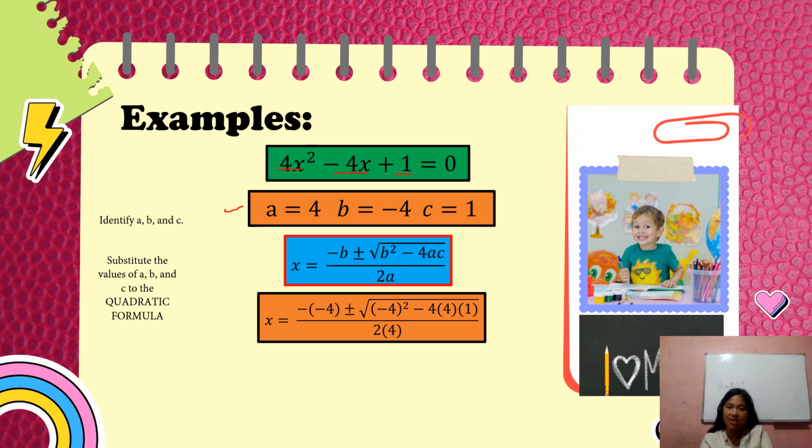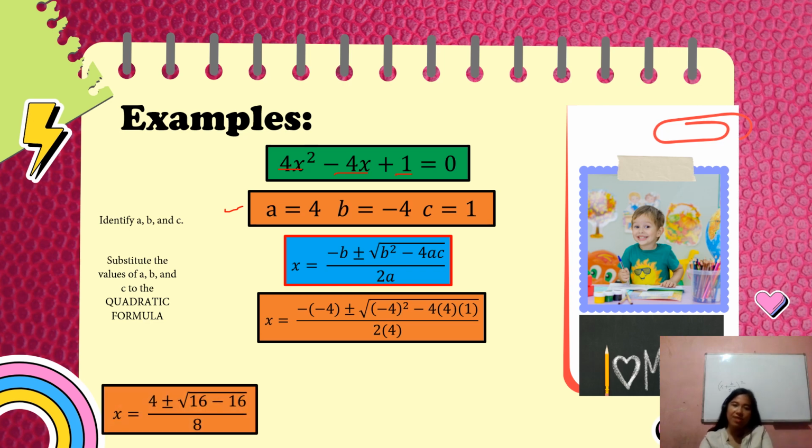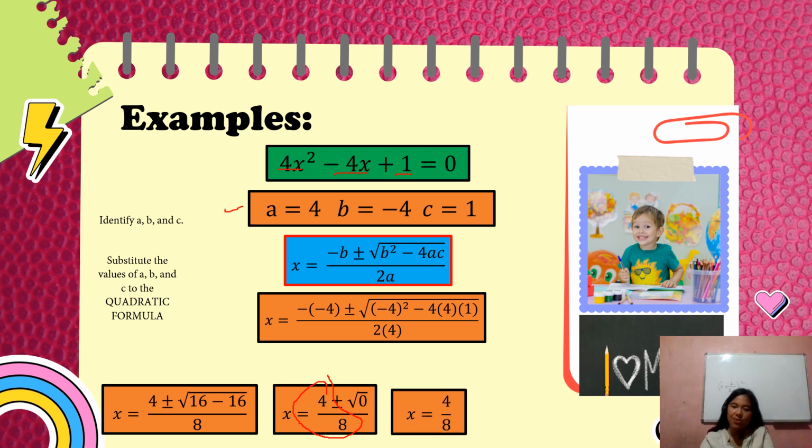-4 squared is 16. -4 times 4 times 1 is 16 also. So 2 times 4 is 8. So we have here the simplified form of this one. Now 16 minus 16 is 0. The square root of 0 is 0. So only this 4 over 8 will be left. So we have 4 over 8, and this is reducible to 1/2. So that's how to use the quadratic formula in solving.